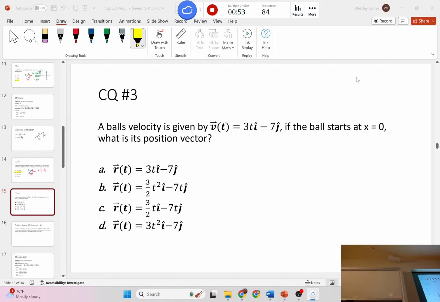This question is seeing if you know the relationship between velocity and position. If you don't, that's okay. That's why we're all here to learn. Let's see how my responses are looking. They're looking decent. I'm pretty happy with that.